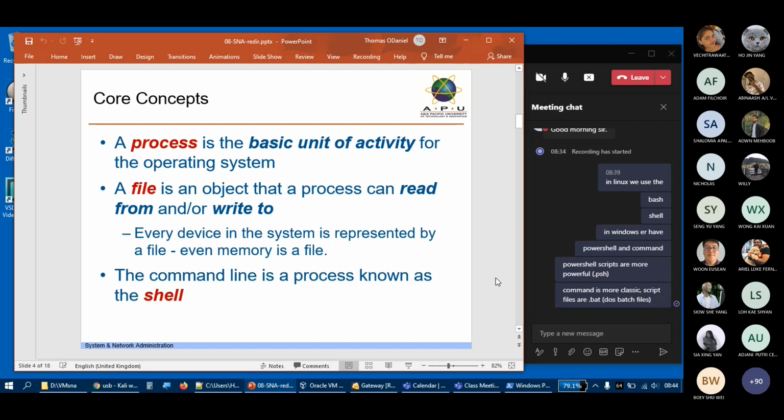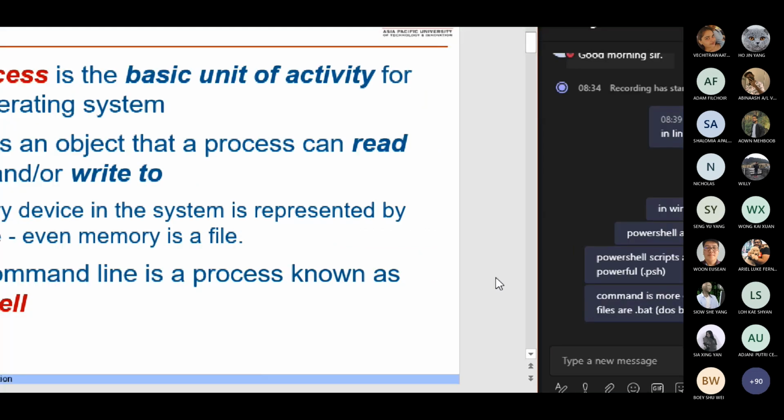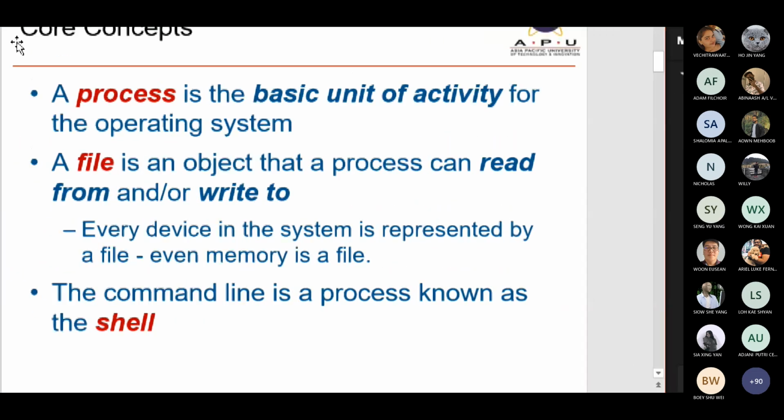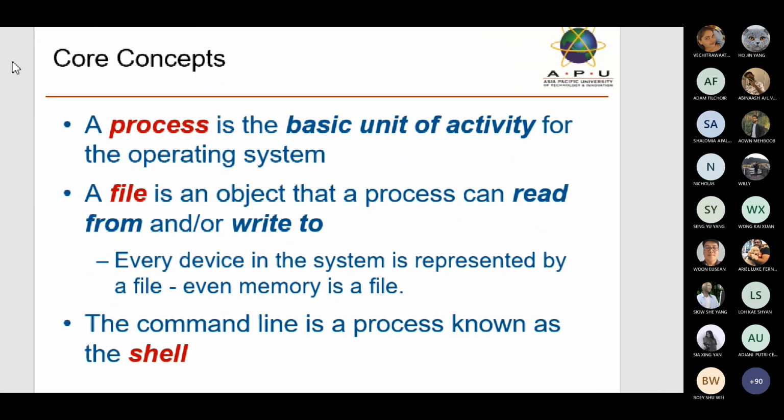So this should be familiar. All right. Process is the basic unit of activity for the operating system. And one of the things way back in the 1960s, early 1970s, in operating systems was the idea of using the file as an abstraction, right?